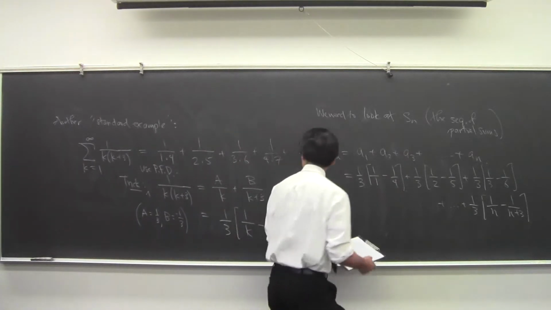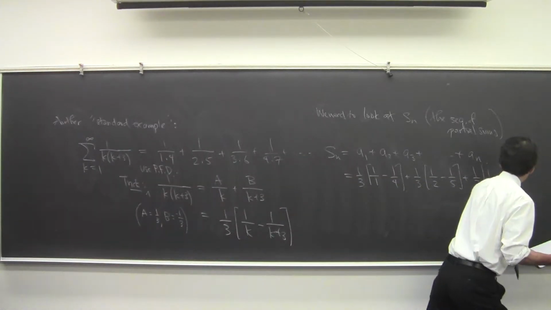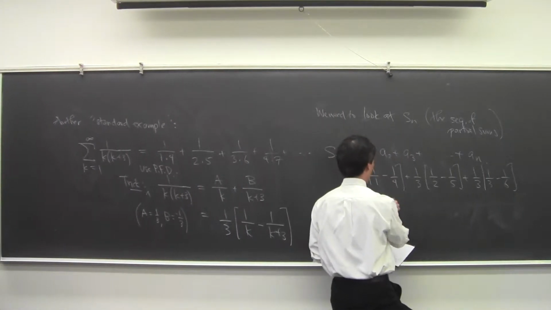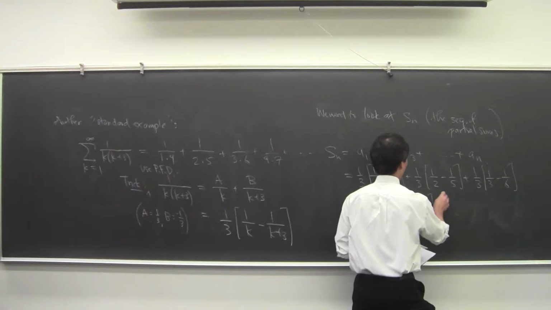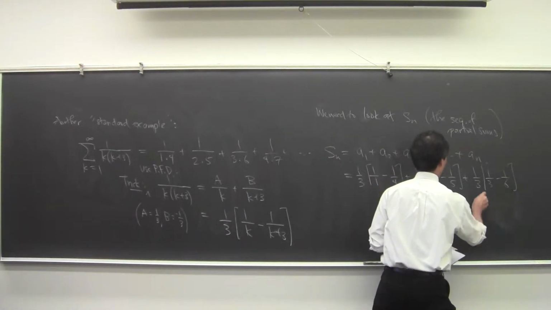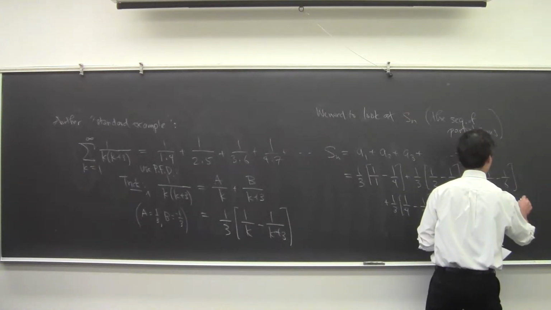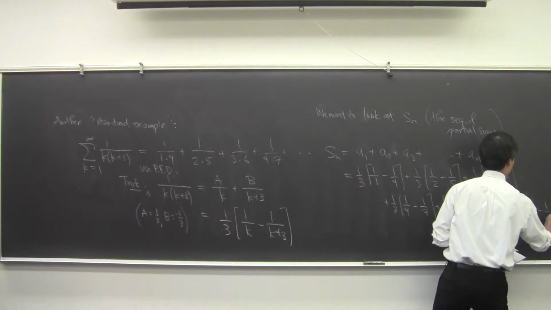Maybe I should put in a few more terms, just so you can see what's going to happen. 1/3 of 1/4 minus 1/7, 1/3 of 1/5 minus 1/8, plus and so on, ending with 1/3 of 1 over n minus 1 over n plus 3.